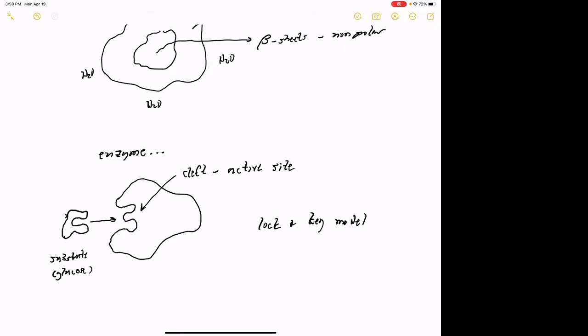All right, so we've got a lock and key model. The idea here is that the substrate looks like the key and the enzyme itself looks like the lock. So the key has to fit into the lock. Then when you turn the key, the lock unlocks, something happens, you take the key back out. So everybody kind of see how that works as an analogy there?